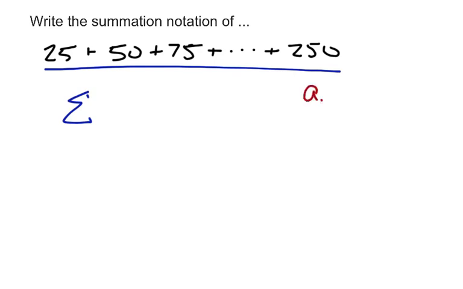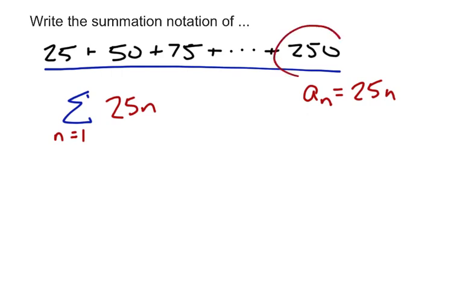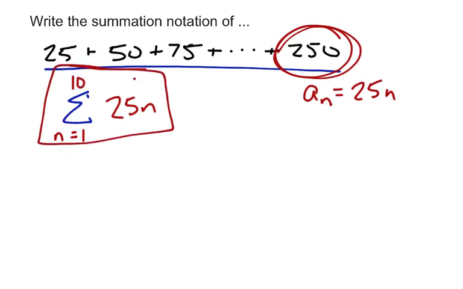So if we were going to write the function for it, a sub n, we notice it starts with 25 times 1 and 25 times 2, 25 times 3. So it's going to be 25 times whatever n is. That's my function that I plug in right here. Now, with an index of n, we started at 1 because 25 times 1 makes 25. But where do we end up at? 25 times 10 makes 250, so that's where we would stop. And this would be our summation notation or sigma notation for that series.